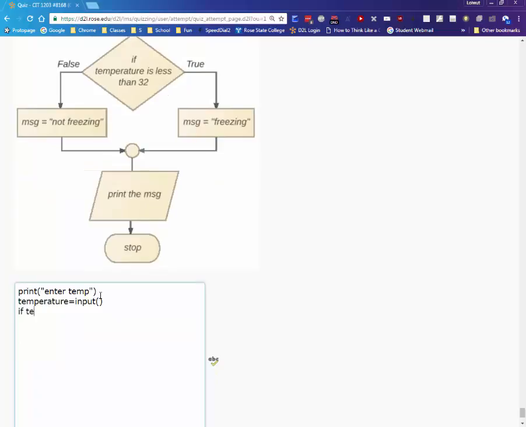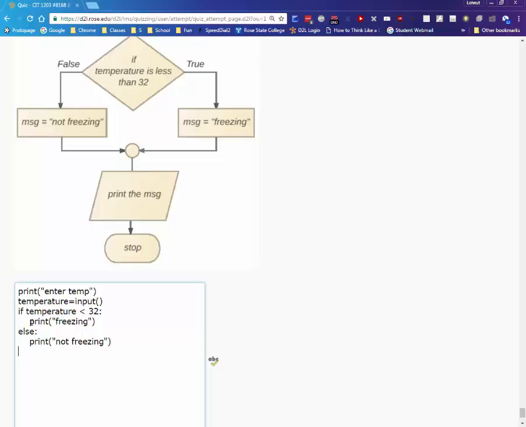Then y'all did this. If temperature is less than 32, then print freezing, else print not freezing. And now that we have a variable, well, we don't. So we can't do this print the message statement. So if you did it that way, I think I gave you full credit for it, or at least majority if you missed the float part of it.